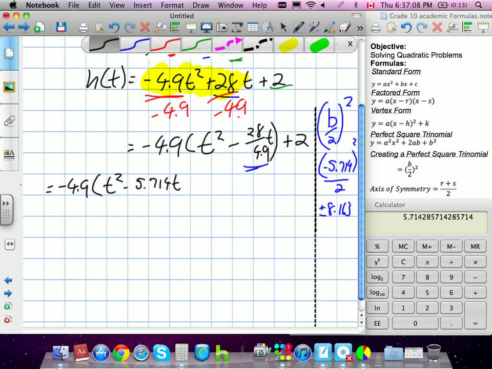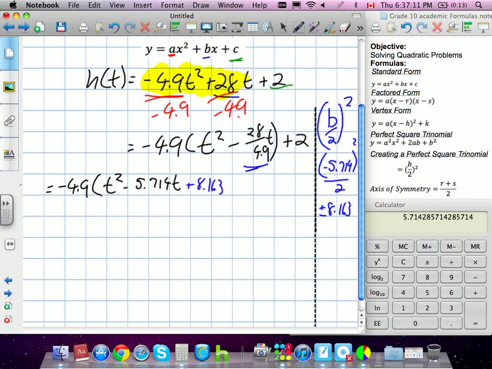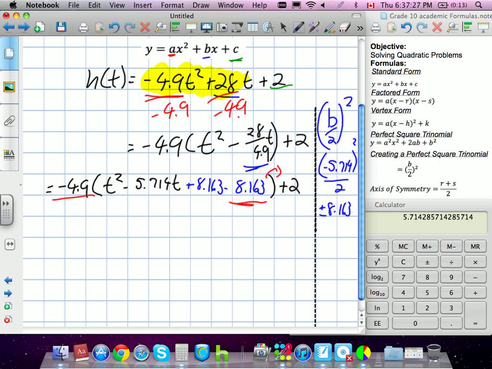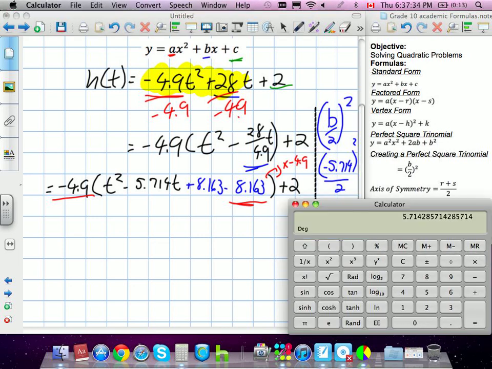Now, what I need to do is move the negative term to the outside of the brackets. And when I do that, I've got to multiply by my a term. So I'm going to have to multiply that by negative 4.9. Okay. So I'm going to take that value, negative 8.163, negative times 4.9 negative.